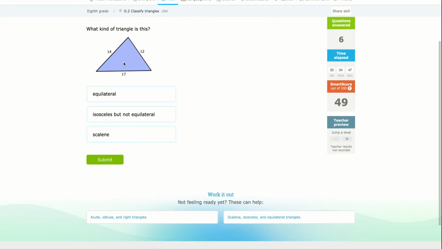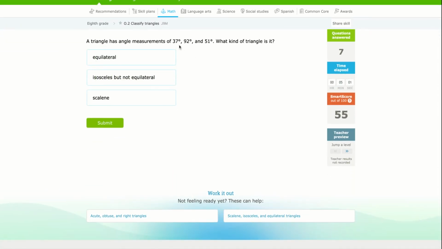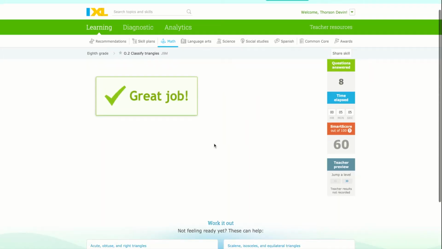What kind of triangle is this? Well, all three sides are different length. If all three sides are different length, then it's scalene. If the two are the same, it would be isosceles. If all three were the same, it would be equilateral. The triangle has an angle measure of 37, 92, and 51, all different, scalene.